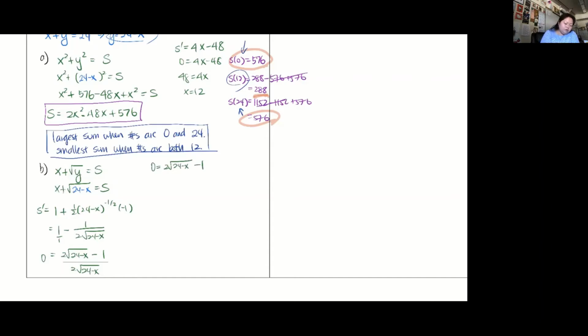Add the 1 over. 1 equals 2 root 24 minus X, divided by 2. 1/2 equals root 24 minus X. Square both sides because you want to get rid of that root. So you get 1/4 equals 24 minus X. So if you want to add X over, it's 1/4 plus X equals 24. So X must equal 24 minus 1/4, which is 95 over 4.